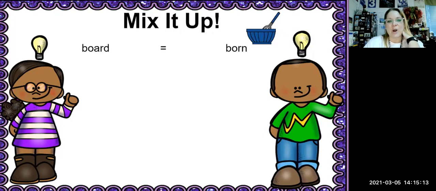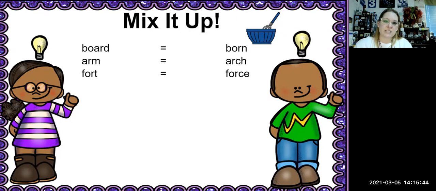Good. Our next word is the word arm, arm. And we're going to change the m to ch. So the new word is arch. Yes. Our next word is the word fort, fort. And we're going to change the t in fort to s. Yeah, the new word is force. Like, may the force be with you.